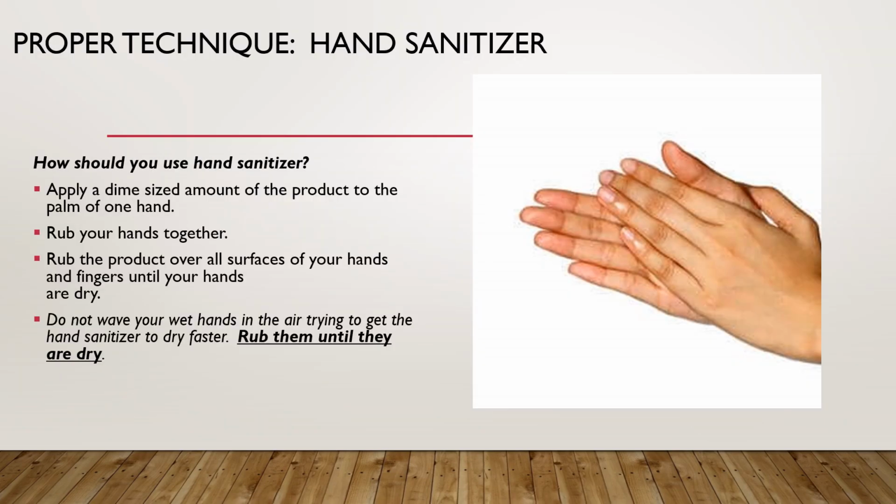Welcome back. Let's talk now about proper technique with hand sanitizer. How should you use hand sanitizer? That seems like a silly question, doesn't it? Apply a dime-sized amount of the product to the palm of the hand. Rub your hands together. Rub the product all over surfaces of your hands and fingers until your hands are dry. Do not wave your wet hands in the air trying to get the hand sanitizer to dry faster. Rub them until they are dry.